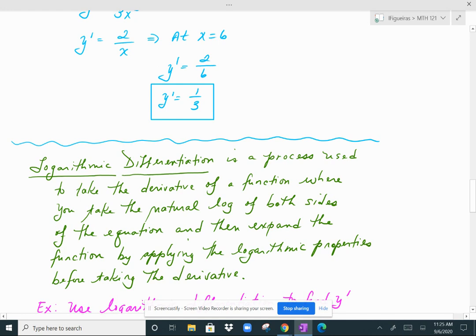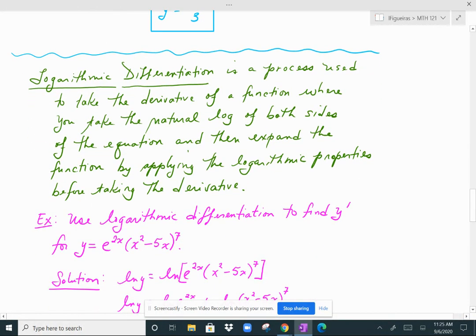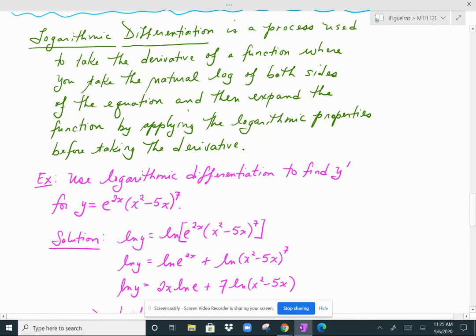You won't necessarily have a logarithm in the original problem, but you introduce the logarithm by taking the natural log of both sides of the equation. So it's a little bit different than things we've done in the past. So here's an example. We're going to use logarithmic differentiation to find y prime.